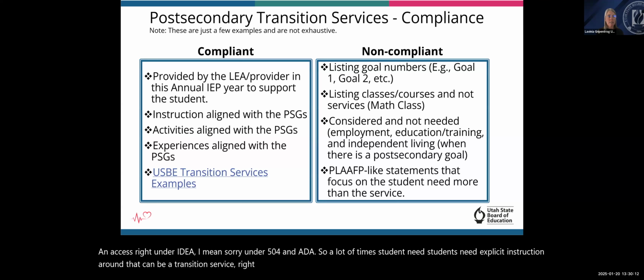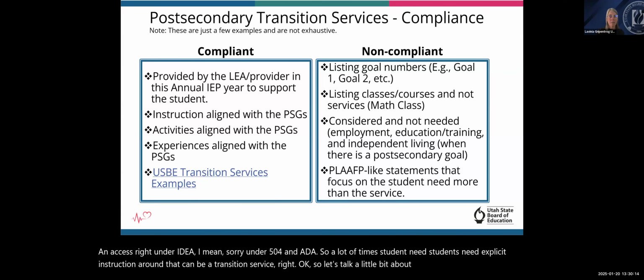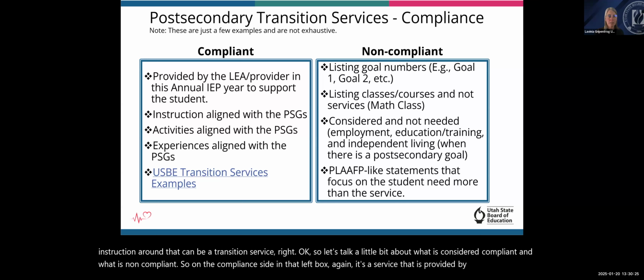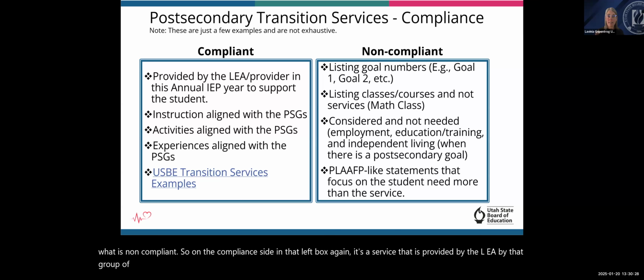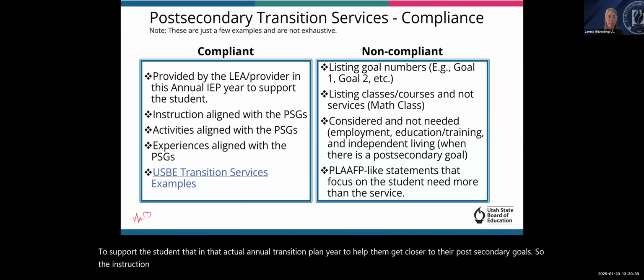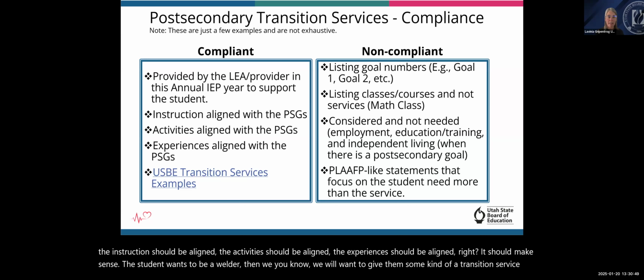Okay, so let's talk a little bit about what is considered compliant and what is non-compliant. On the compliance side, in that left box, it's a service that is provided by the LEA, by that group of adults, to support the student in that actual annual transition plan year to help them get closer to their post-secondary goals. So the instruction should be aligned, the activities should be aligned, the experiences should be aligned. They should make sense. If the student wants to be a welder, then we will want to give them some kind of a transition service that helps them get ready for that.